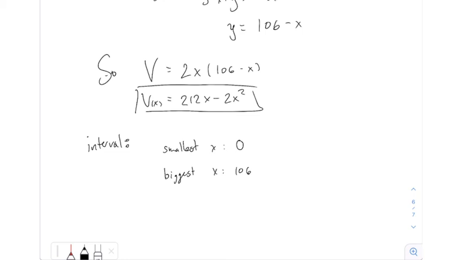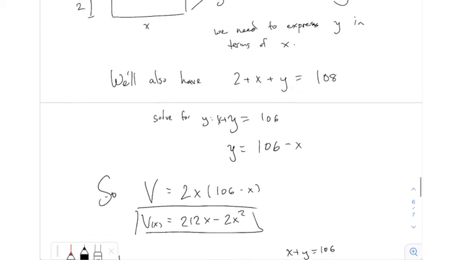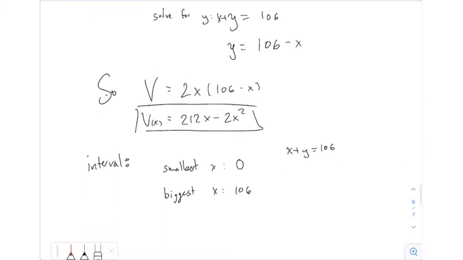Basically, you're looking at x plus y equals 106. That's that equation from up top, just rewritten. The smallest x could be, in order to make any sense, would be 0, and the biggest it could be is 106. All right, so my interval is 0 to 106.